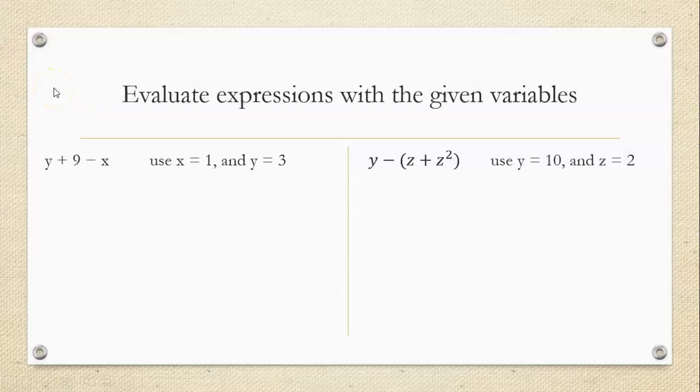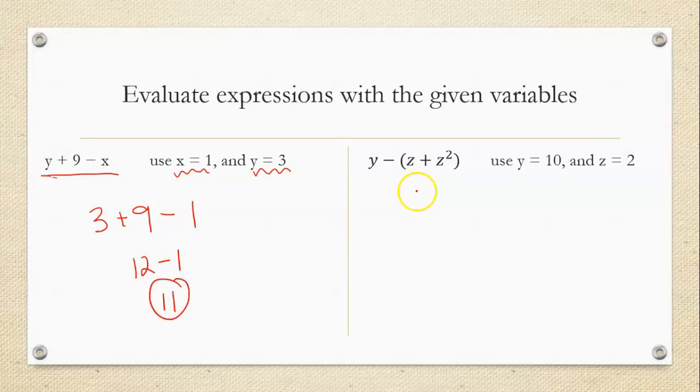All right, so let's try evaluating expressions with given variables. This is pretty similar to what we were just doing in the example that we created. They'll give you an expression, and then they'll give you some values to use for the different variables. All you do is plug it in. So instead of y, I'm going to write 3. And instead of x, I'm going to write 1. That's it. And then you just simplify it using PEMDAS. So 3 plus 9 is 12. 12 minus 1 is 11.